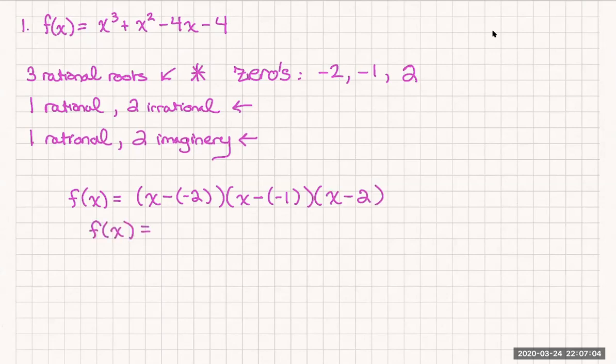X minus -2 is the same as x plus 2. X minus -1 is the same as x plus 1. And x minus 2, we don't have to clean it up. So this is the factored form of this polynomial. Okay, so let's look at another example.